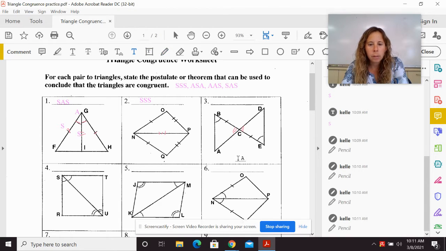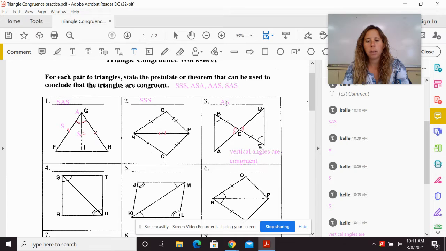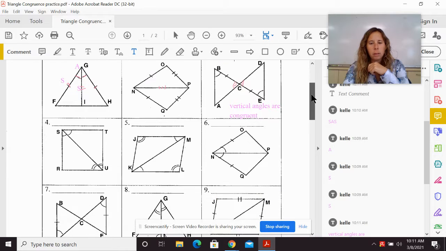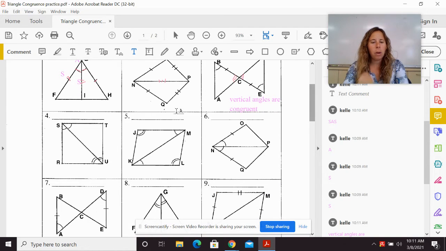Okay. Vertical angles are congruent. So now I have angle, side, angle. Angle, side, angle. If you want, you can always fill in your vertical angles if that helps you. Vertical angles are always going to be congruent to each other. Number 4.